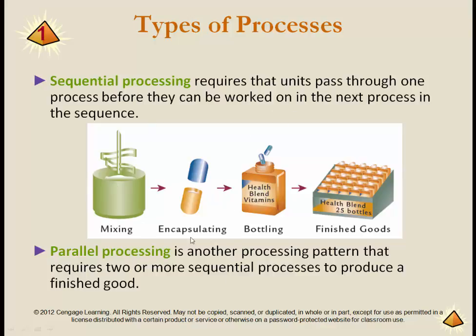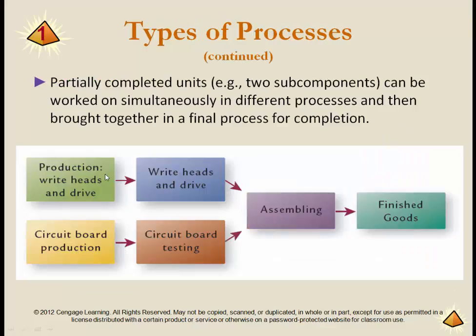Now, this is sequential processing. The next one is parallel processing. And what you have here is you have two independent steps that are parallel that have to happen at the same time. And then when they get to assembly, we're going to put them together. And ultimately, we're going to make finished goods. So we have two components that are getting put together at individual spaces. And then they're assembling them together.